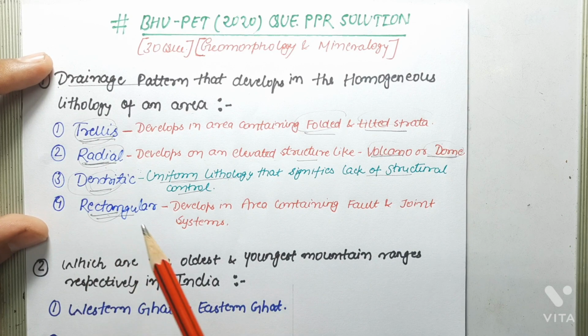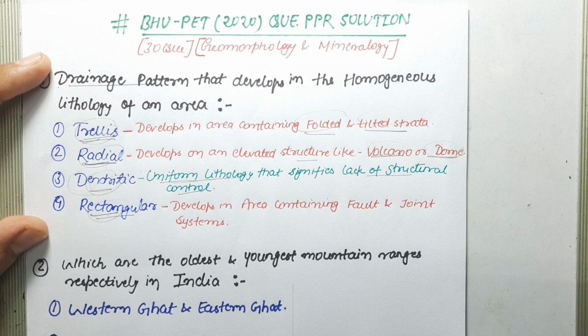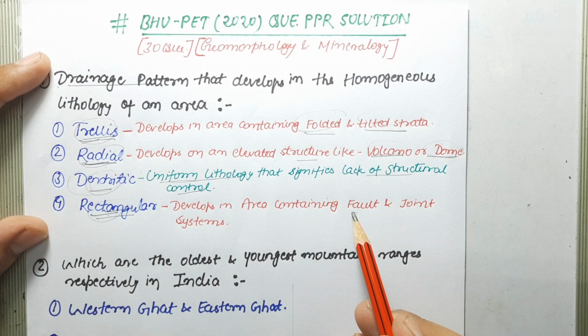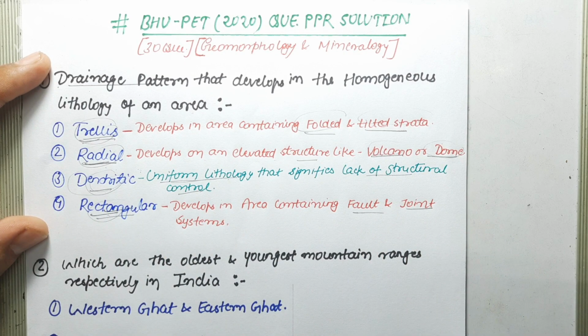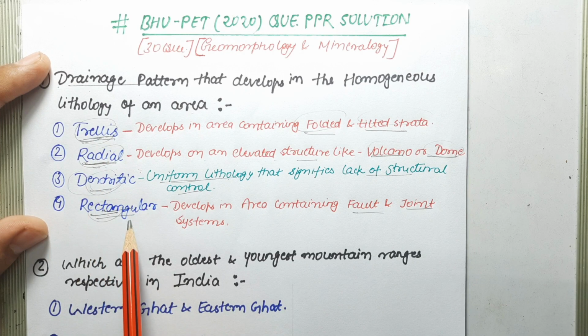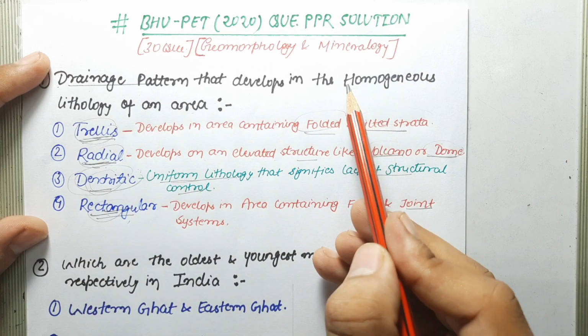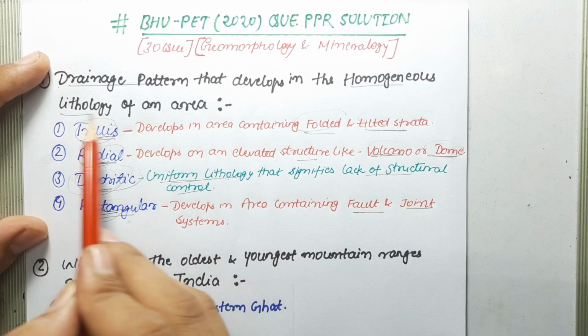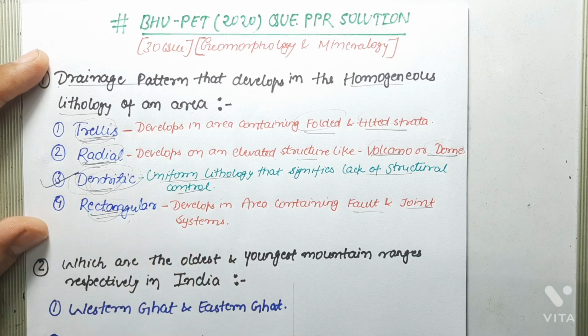Rectangular drainage pattern forms when the main stream bends at right angles and tributaries join at right angles, creating a rectangular pattern. And these are formed by differential weathering of faults or joint systems in bedrocks. So clearly rectangular pattern is also associated with fault and joint. Okay, so trellis, radial and rectangular drainage patterns signify areas that have structural control, except dendritic. As far as the question is concerned, the question is asking about the drainage pattern which develops in homogeneous lithology of an area. The correct answer is dendritic drainage pattern.